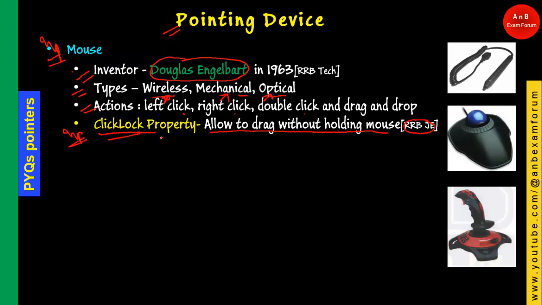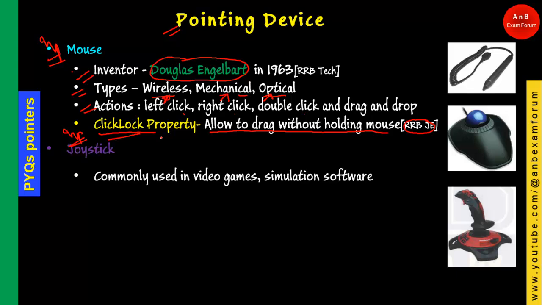The next important pointing device is the joystick, and generally they will ask which input device is used in video games or simulation software. This is the other way around of asking the question. From the specific function, your answer would be joystick. Joysticks are commonly used in video games and simulation software. This is a joystick. You can see it is again a pointing device. One handle is there which you can move to point the direction to whatever you want.